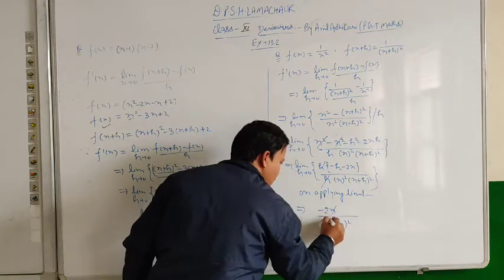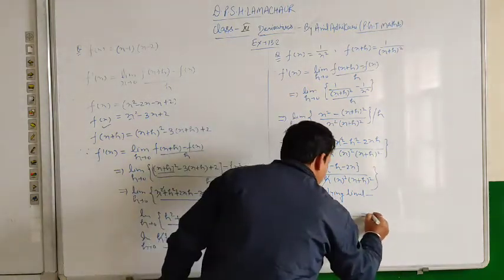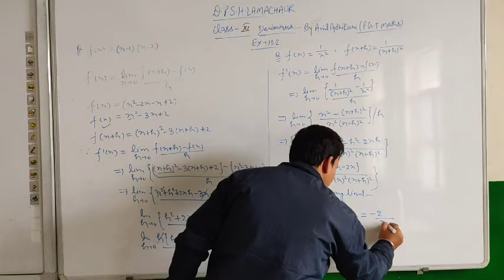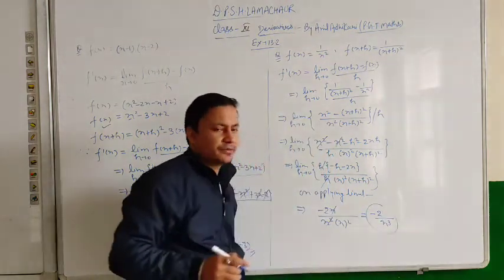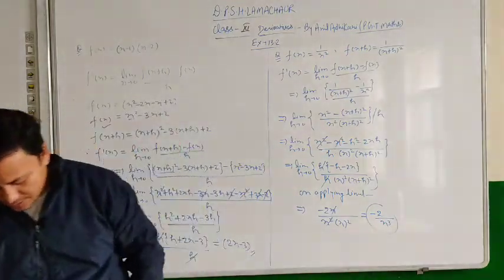that is again x square. So one x square and one x will cancel. So we get here minus 2 upon x to the power 3. So this is the required derivative of the given function f(x) is equal to 1 upon x square. Pause the video and take the screenshot.